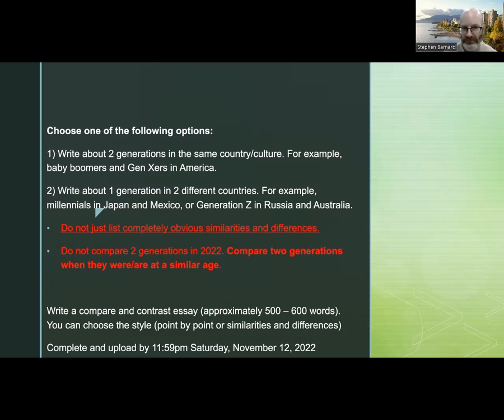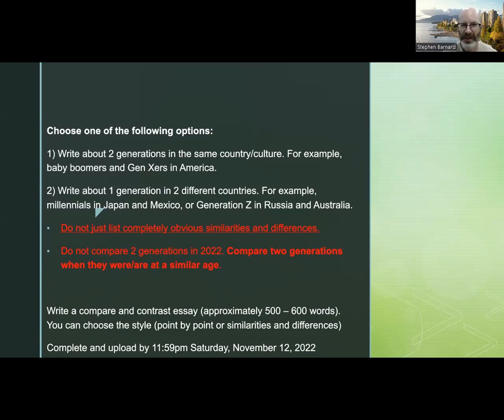So, yeah, 2 generations in one country. So you might do millennials and Generation Z in Korea, or you might do 1 generation in 2 different countries. This is especially interesting if you've lived in 2 countries and you know how 2 generations or 1 generation in those 2 countries is either very different for some interesting reasons or similar. Completely up to you. However, a quick note, do not just list completely obvious similarities and differences. You might remember from my previous PPT, I talked about interesting, surprising, and relevant similarities and differences.